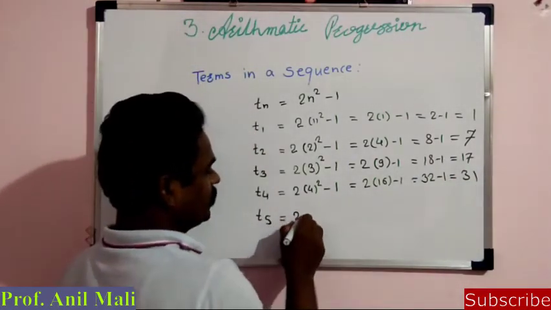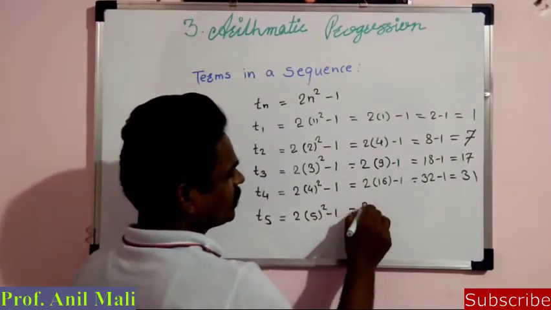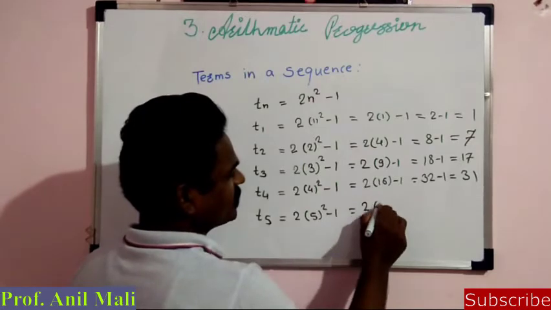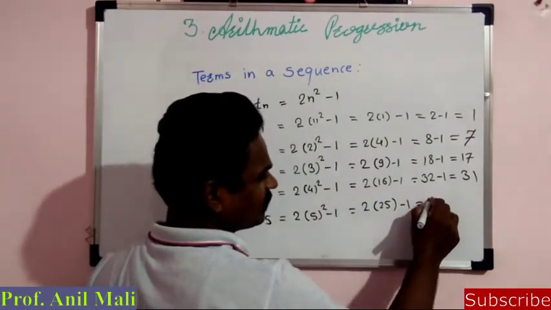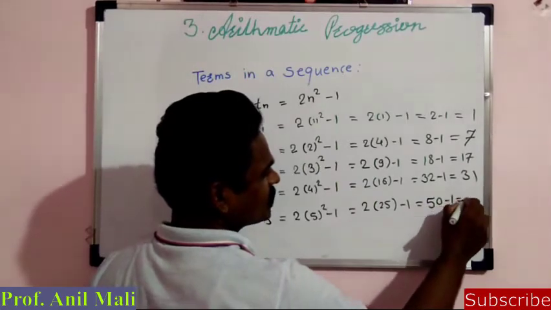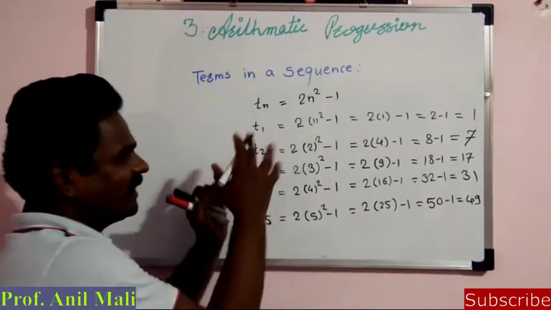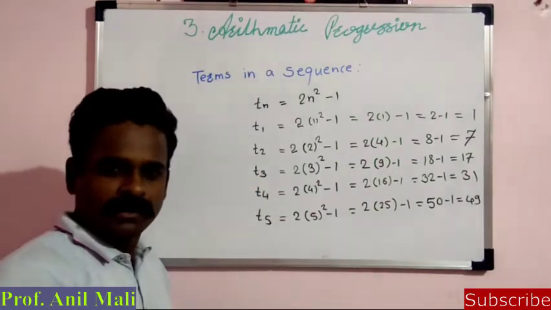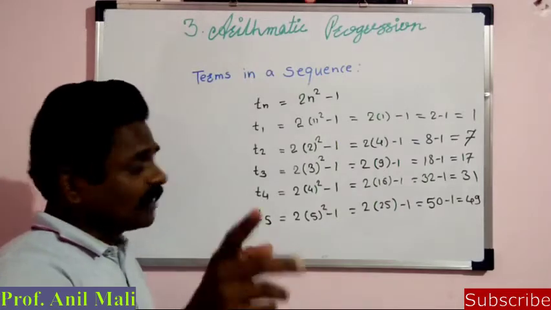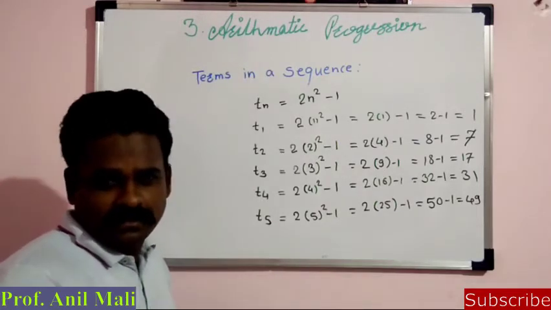T5, 2 into 5 square minus 1 is equal to 2 into 5 square is 25, minus 1, is equal to 25 2s are 50 minus 1, is equal to 49. Fine. So we can easily find out the first 5 terms of the given sequence. No problem. Now we have seen what the sequence is, what the terms are.